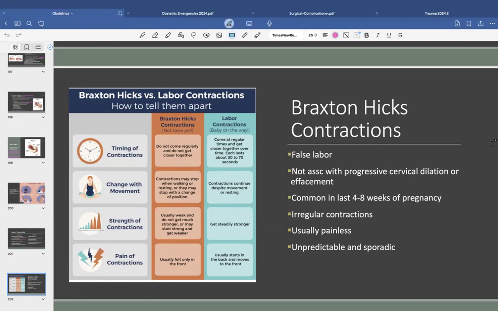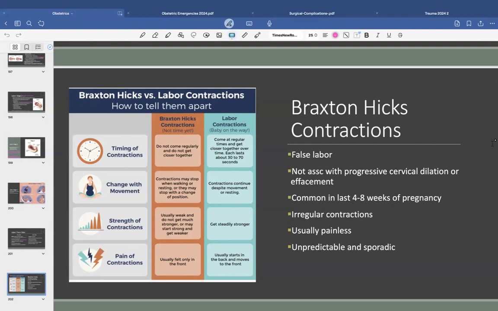These are very common in the last month to 2 months of pregnancy, or the last 4 to 8 weeks of pregnancy. These are irregular, usually not very painful. Not to say that they're not uncomfortable, because they can be. But they're usually not as bad as a true labor contraction.